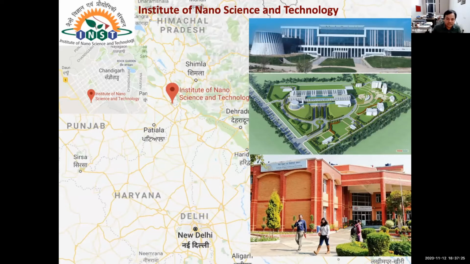I'm from the Institute of Nanoscience and Technology. It is located in Chandigarh, Mohali, only 250 kilometers north of Delhi, in a very nice place. So I would like to invite all of you to visit this new institute at some point. This institute has been functional only since 2013, and we are still working from the transit campus, but we already have our brand new campus that we will be moving to by the end of this year, and we have already started our moving process.